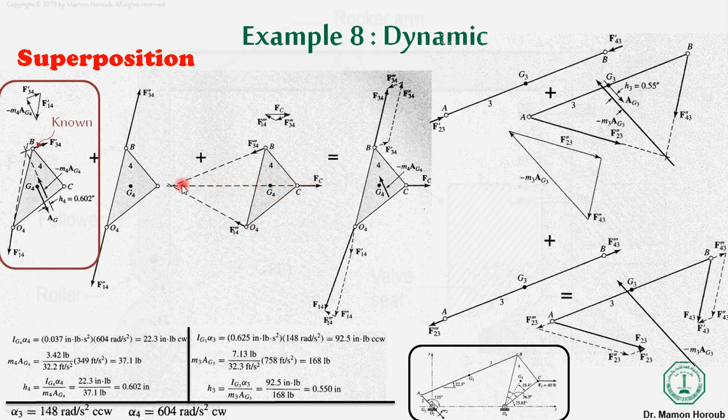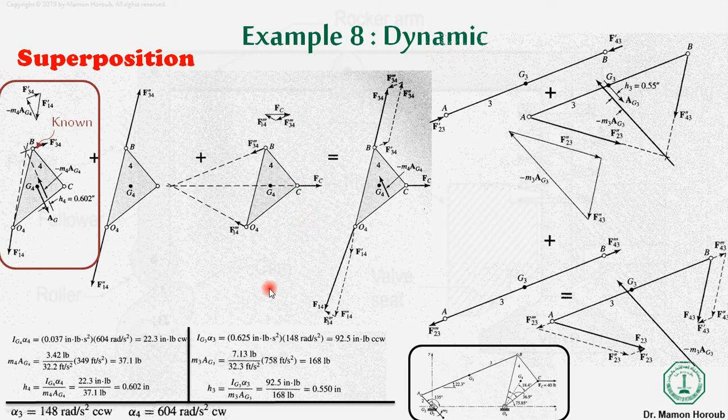So we know the line of action for Fc. This is known to us from the problem, and the magnitude is not known to us, but we already know the direction of Fc. So the direction of Fc is known, and the direction of F34 is known. Once they intersect with one another, we can connect it with O4, and from here we will get the complete triangle that we have over here.